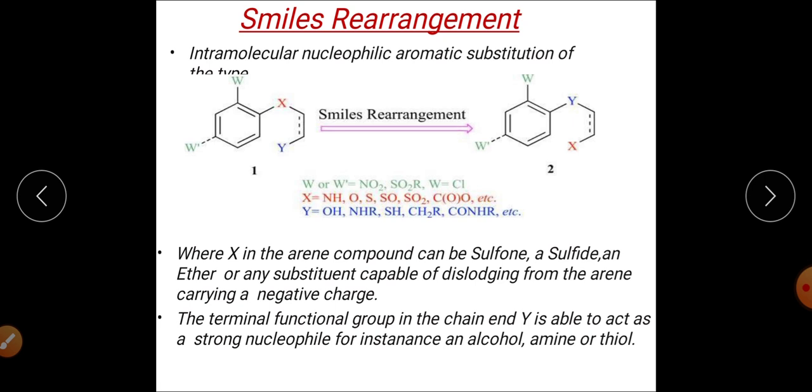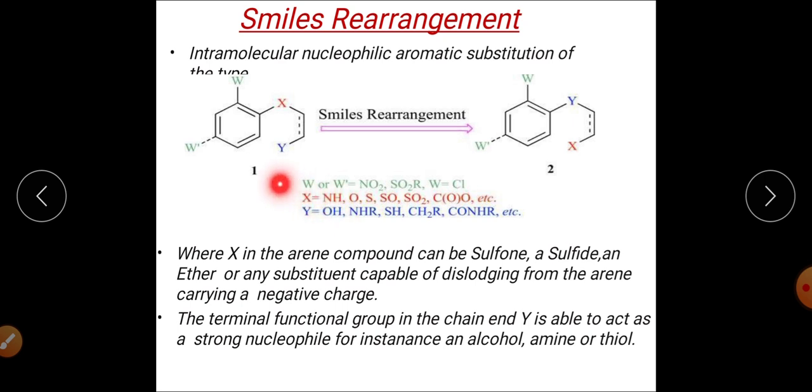When we study deeply the Smiles rearrangement, and when we see the mechanism of this reaction and the product formed thereafter, we can see that there is an attachment of this Y with this particular carbon, and X will come here. Means X will be eliminated in the form of X negative and Y will act as the nucleophile. So X will be the group that can bear the negative charge, right? That can easily bear the negative charge.